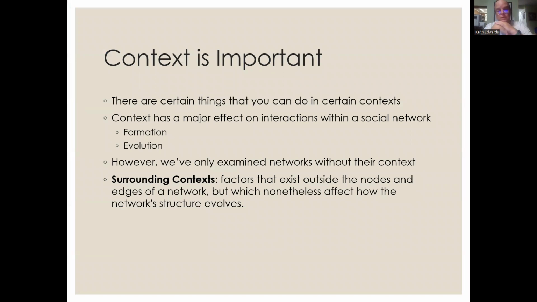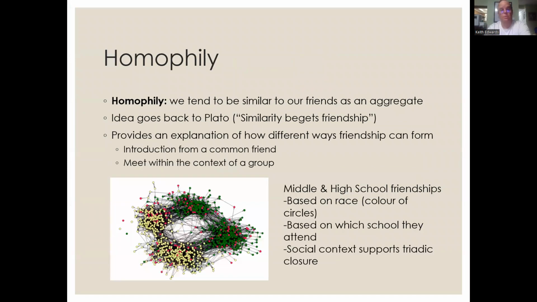And so far what we've examined are social networks without their context. The surrounding contexts are factors that exist outside the nodes and the edges of the network, which nonetheless affect how the network structure evolves. An important idea here is homophily. It's the idea that we tend to be pretty similar to our friends as an aggregate.